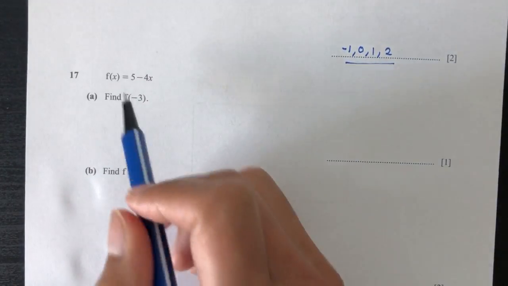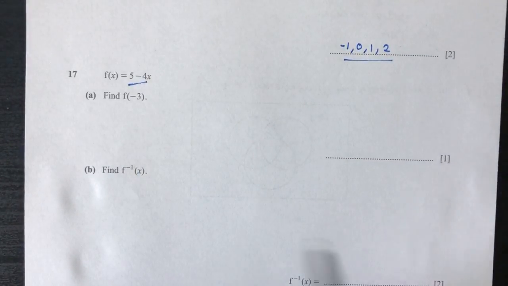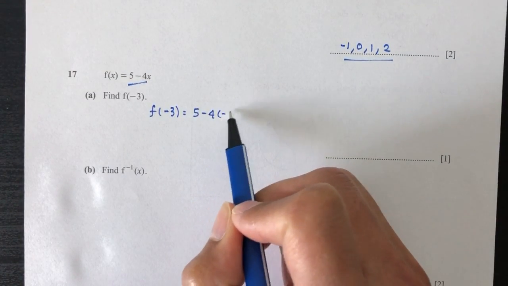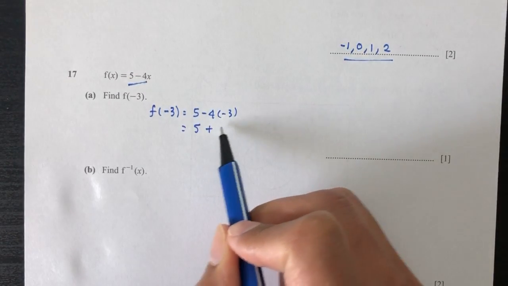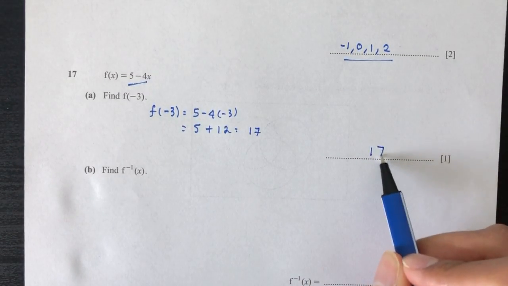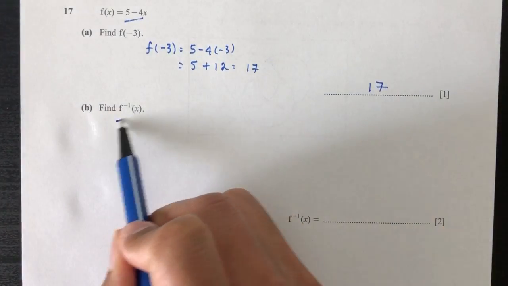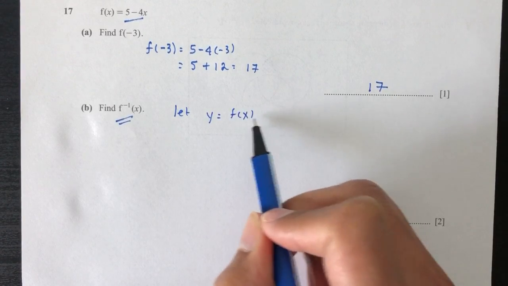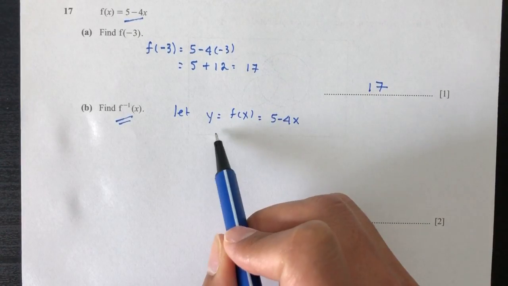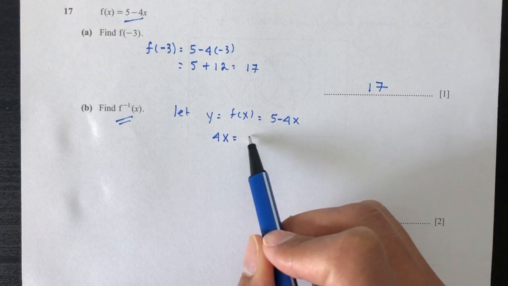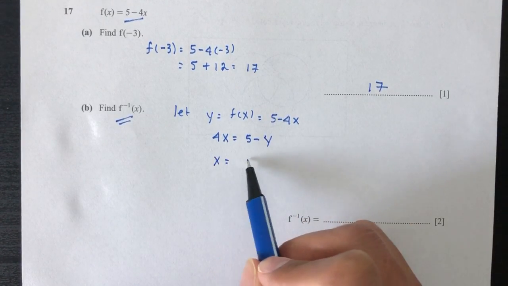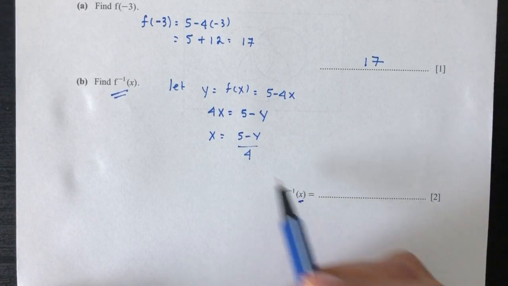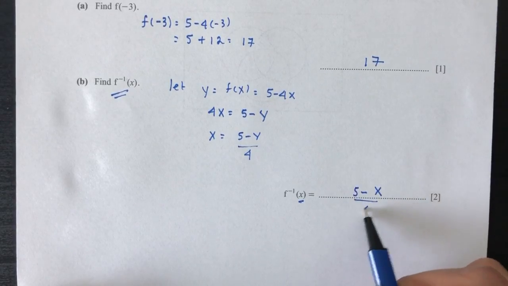Now for question 17, f of x is given by this function. Find f of minus 3, which means we have to replace the value of x by minus 3. 5 minus 4 times minus 3, that will be 5 plus 12, which is 17. Now part B, find the inverse of function f. So first step is to let y equal f of x, which is 5 minus 4x. Then we make x the subject of the formula. That will be 5 minus y. X will be 5 minus y divided by 4. Now keep in mind that f inverse is in terms of x, so we change y to x.